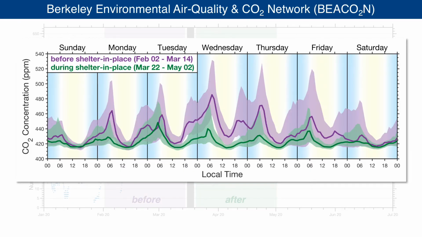What I'm showing here is the median CO2 concentration across the network before shelter-in-place in purple and during shelter-in-place in green. Some of the most notable differences are in the middle of the week, particularly in the morning and evening rush hour. For example, on Wednesday morning we see about a 50 ppm difference between the before and during shelter-in-place order.